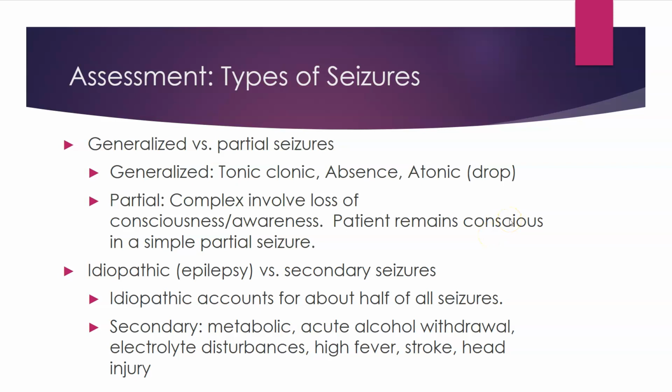Another way to describe it is idiopathic. This is something where we don't know why it's happening, and this is the true form of epilepsy, versus a secondary seizure where they had head trauma and that caused it, or there's a brain tumor causing seizure activity, or hyponatremia. Idiopathic accounts for about half of all seizures, and therefore secondary seizures are about half as well. Causes can include metabolic problems like hyponatremia, acute alcohol withdrawal, electrolyte imbalances, high fever, stroke, head injury, tumors, things like that.